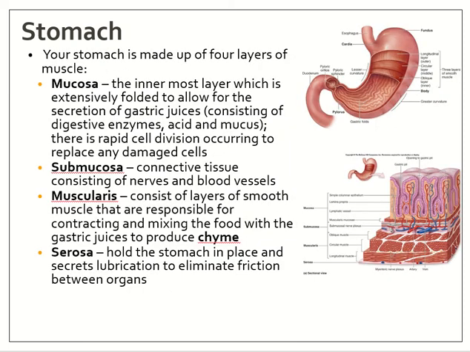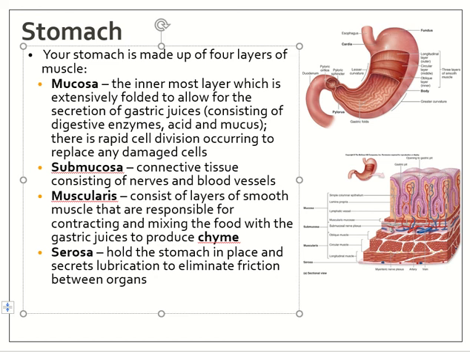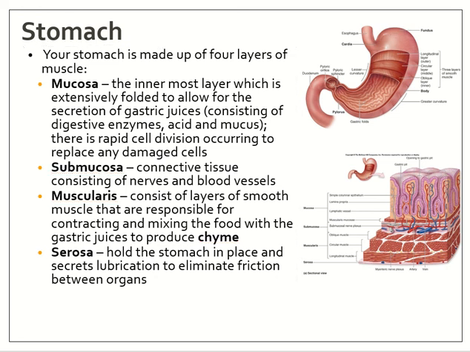So the stomach is made up of 4 layers: the mucosa, submucosa, muscularis, and the serosa. You can see them in the diagram here. When you're looking at those layers, we're going to work our way from the outside of the stomach to the inside of the stomach, just so you're aware.